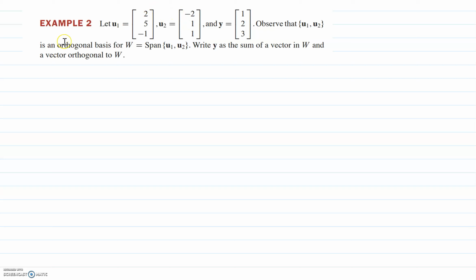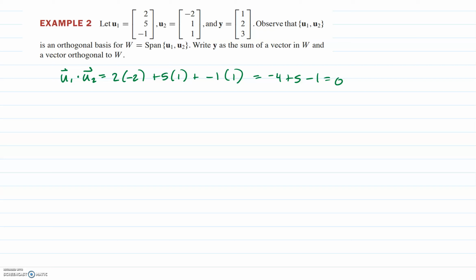It is an orthogonal basis, because if we look at u1 dotted with u2, we get 2 times negative 2 plus 5 times 1 plus negative 1 times 1, which is negative 4 plus 5 minus 1, which is 0. And since there are only 2 vectors, they are independent, so it is a basis. We do have that u1 and u2 is an orthogonal basis for the span of u1 and u2.